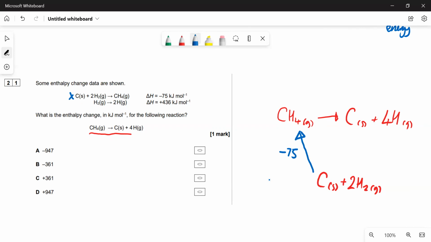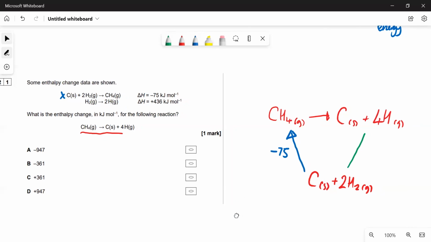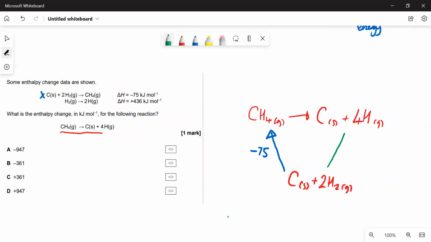Let's draw this one here. What we're doing there is breaking up 2 molecules of hydrogen to form 4 hydrogen atoms. So it's this one, isn't it? We've got to double that value, because that's for 1 molecule of hydrogen, so that's 2 times 436, which is equal to 872. That's a positive value. We want to find out this, don't we?